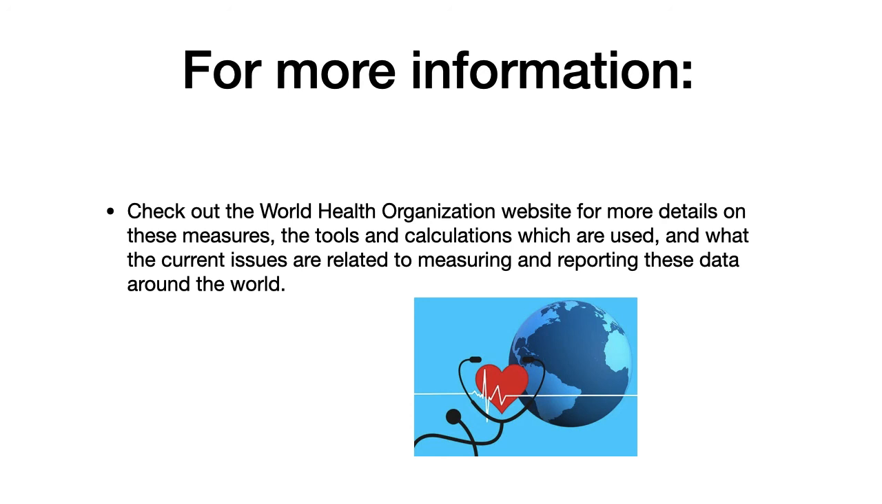If you're interested in learning more about these different measures and how they're calculated within different regions or on the global scale, you can check out the World Health Organization website. They have some really good information on what these measures look like in different parts of the world, in different countries, and how they're calculated, as well as some discussion on the strengths and weaknesses of these different approaches. I encourage you to check that out if you want to deepen your understanding of some of these different terms and measures and how they're put into practice.